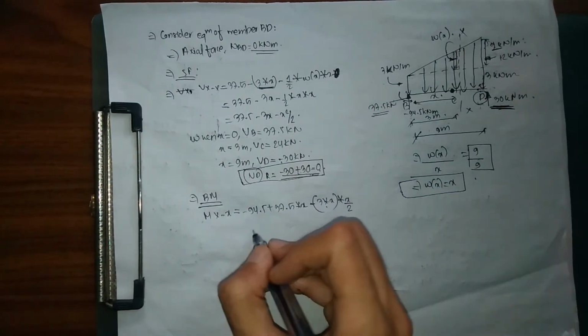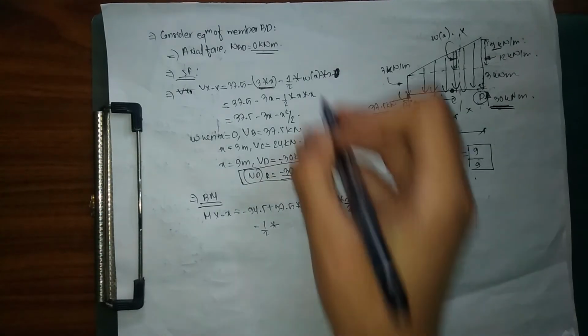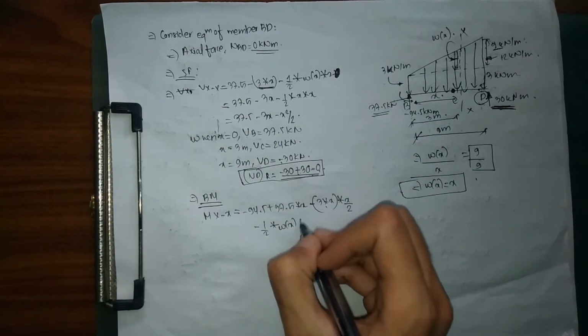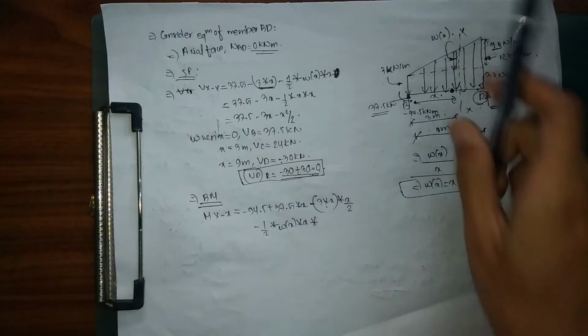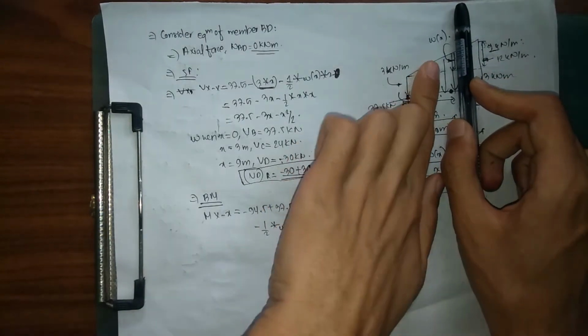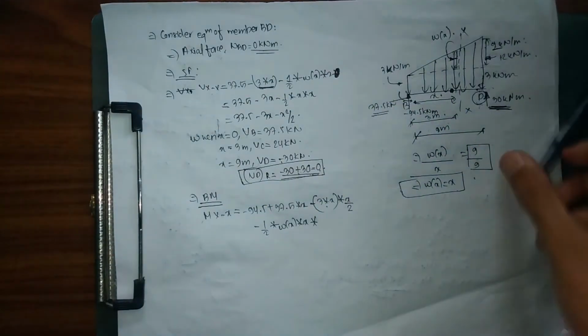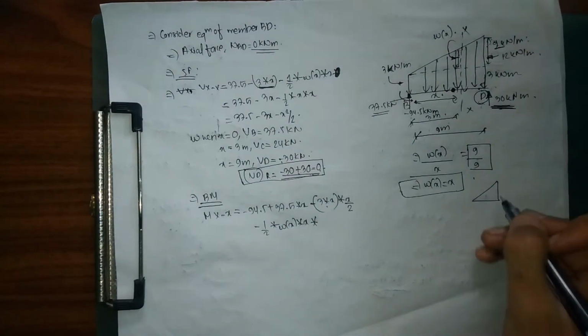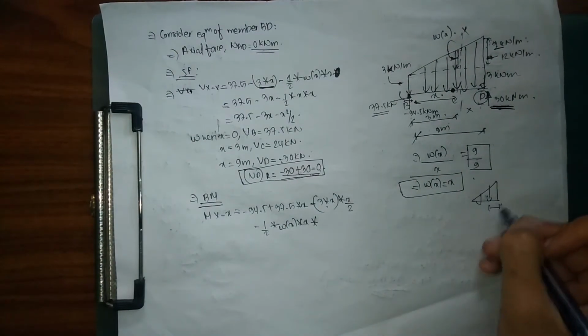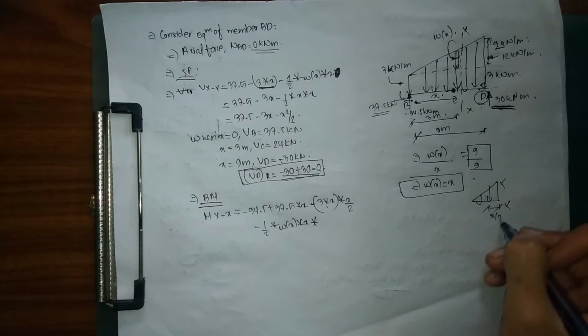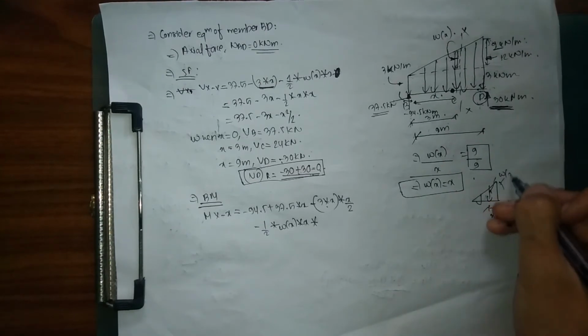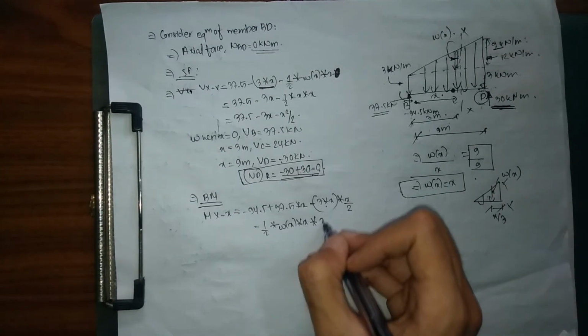Now finally for my UVL, minus 1 by 2 into Wx into x, the magnitude I have copied from up. For the distance, it is acting at a distance of x by 3 from its longer edge. So as you can see here, it is acting from this section xx at a distance of x by 3. This is my Wx. So 1 by 2 into x by 3.